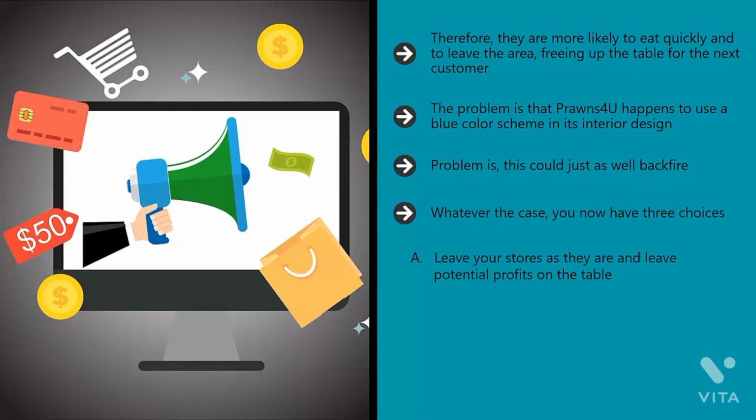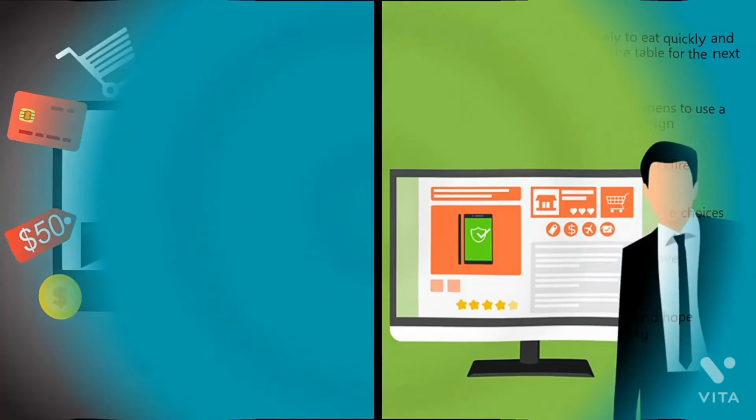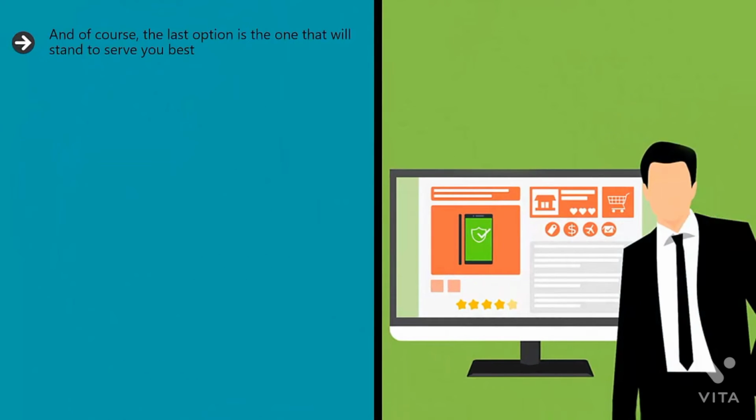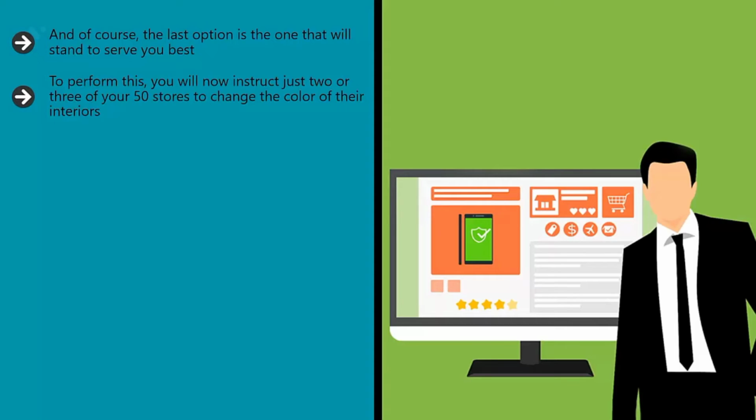A, leave your stores as they are and leave potential profits on the table. B, change the color of your stores and hope that this doesn't hurt your ranking. C, run a split test. And of course, the last option is the one that will stand to serve you best. To perform this, you will now instruct 2 or 3 of your 50 stores to change the color of their interiors. You'll then monitor the progress of those stores for the next 6 months, and then collect all the data together to see what it can tell you.